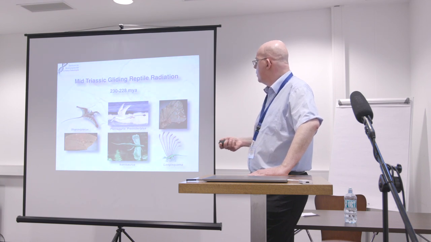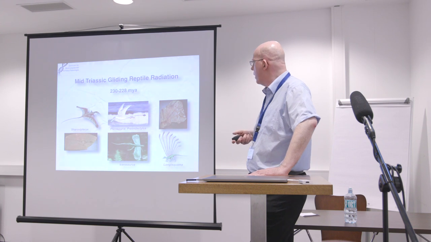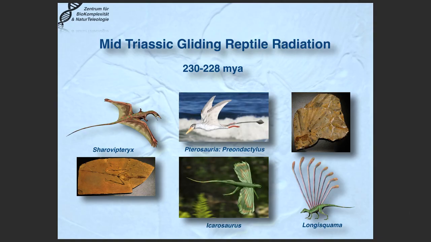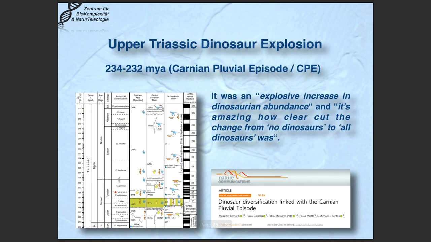In a 2 million year window of time, we find the sudden appearance without precursors of flying and gliding in different groups of reptiles, including the first active flyers, pterosaurs. And also dinosaurs appear very abruptly. We have in 2019 a paper in Nature Communications which said it's amazing how clear-cut the change from no dinosaurs to all dinosaurs was in the Upper Triassic.